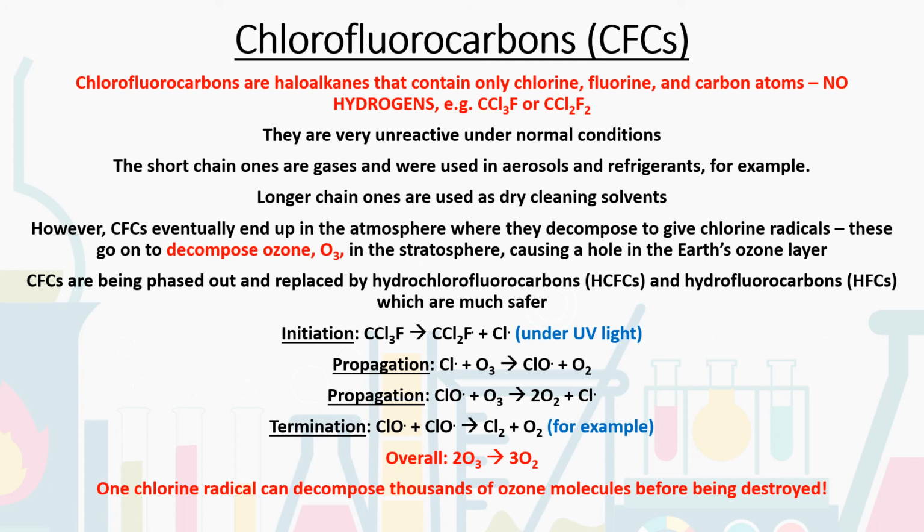And then our termination, again, it can be any two radicals combining. I'm only showing one here as an example. Two of these ClO radicals combining, and these combine to end up producing chlorine and oxygen. So two radicals combining to give stable molecules.